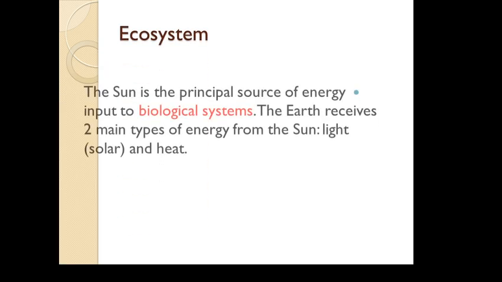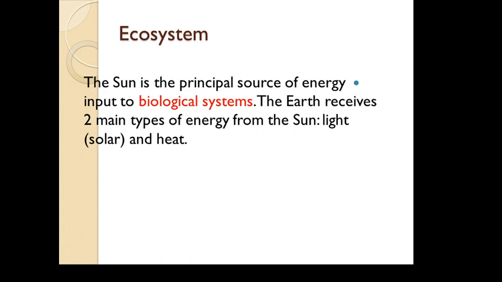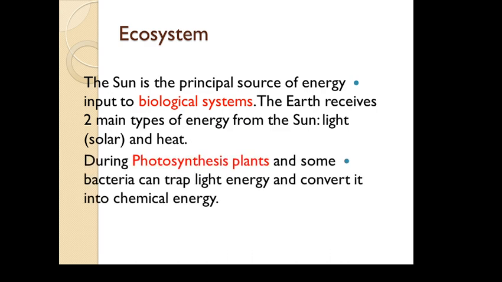Let's know what is an ecosystem. The sun is the principal source of energy input to biological systems. The earth receives two main types of energy from the sun. This is the light and the heat. During photosynthesis, plants and some bacteria can trap light energy and convert it into chemical energy.